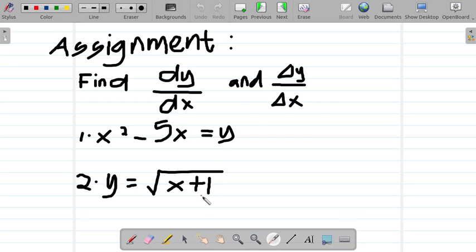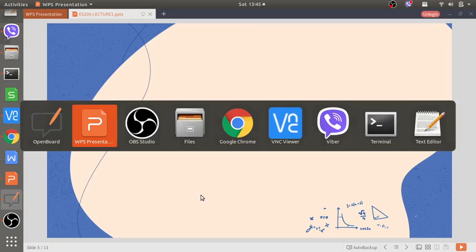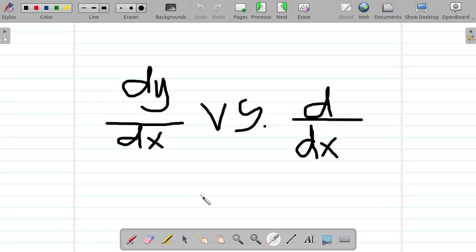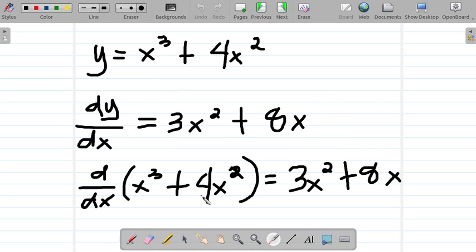So, let's proceed to derivative notation. You might get confused about the meaning of dy over dx versus d over dx. So, let's compare and contrast. Given that y is equal to x cubed plus 4x squared, its derivative, dy, the derivative of y in terms of x, or dy over dx, is equal to 3x squared plus 8x.